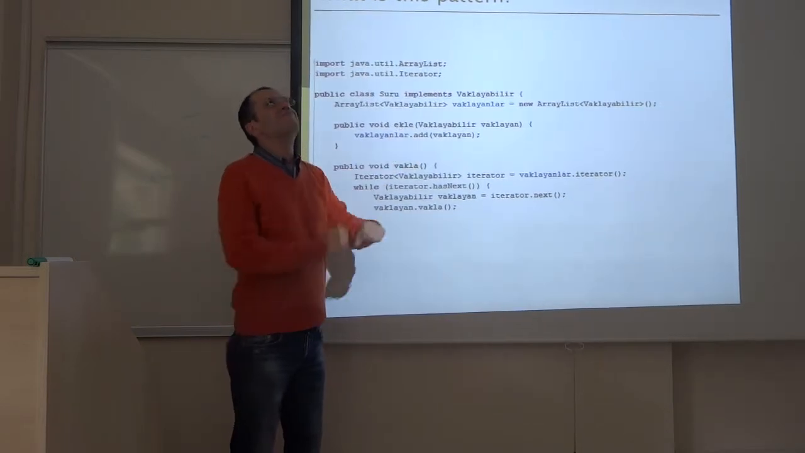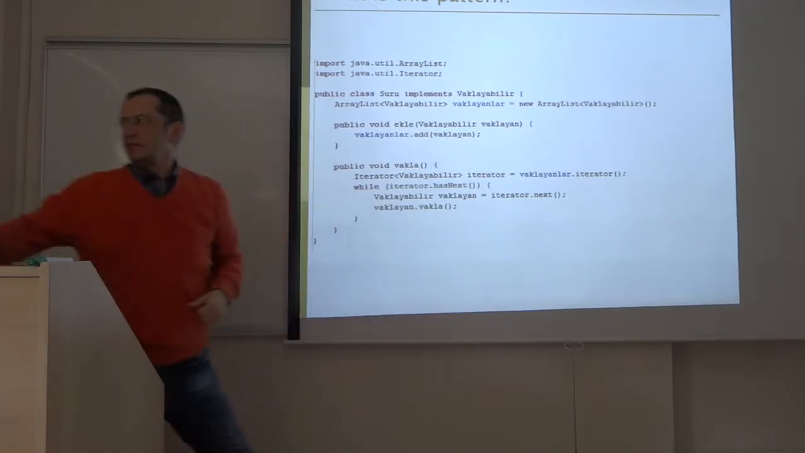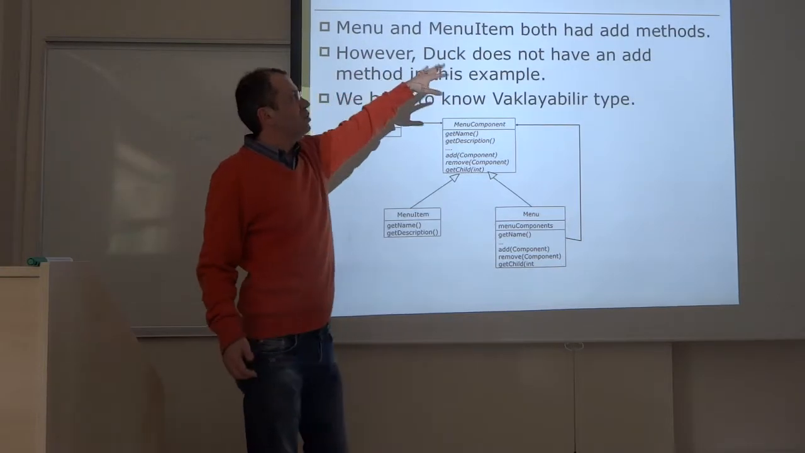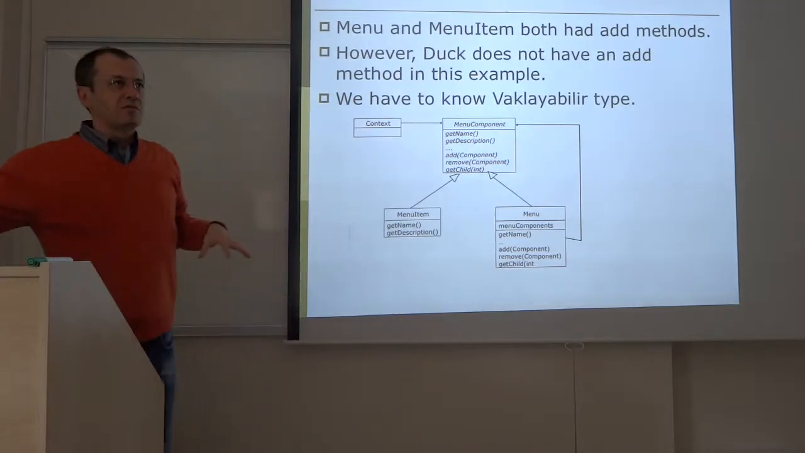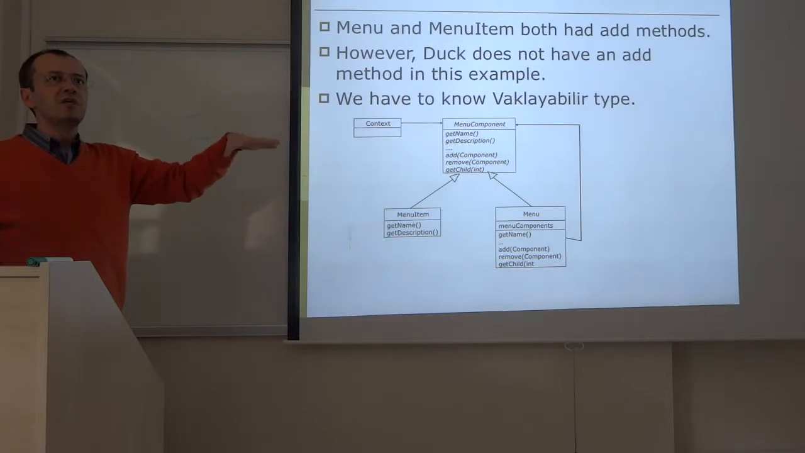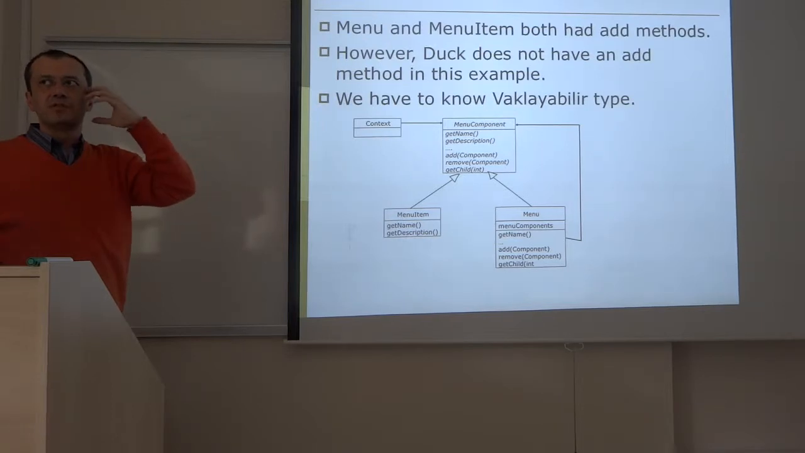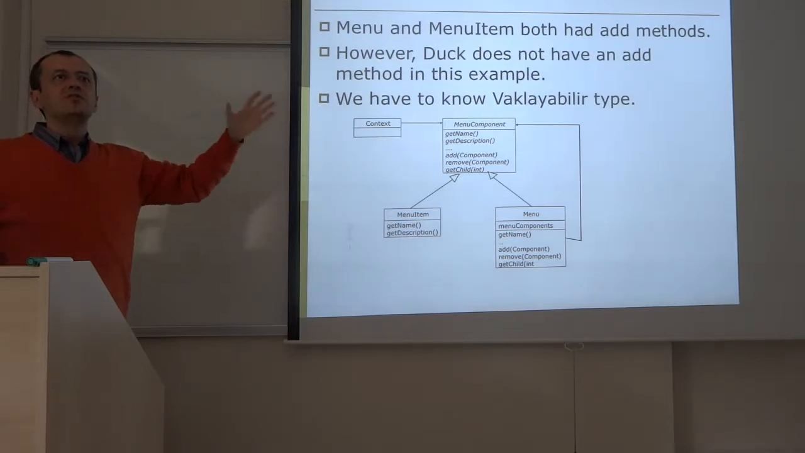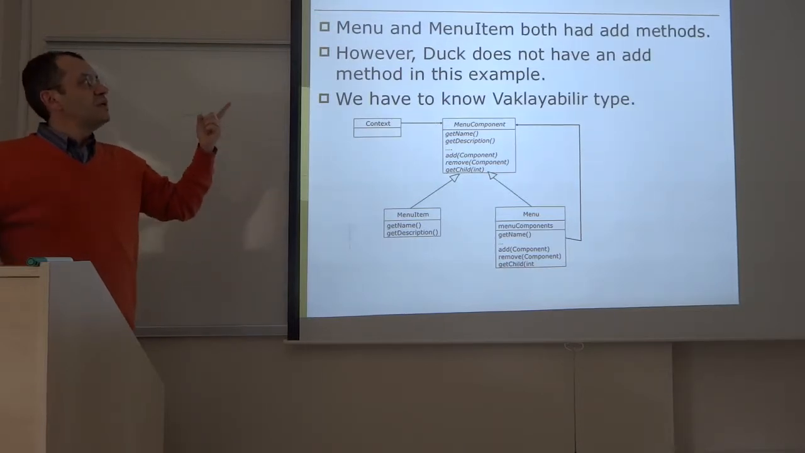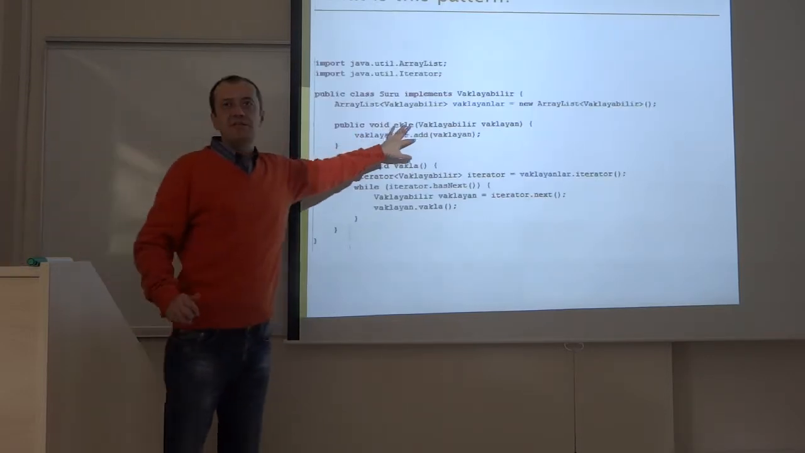So that is, how can I say? It is correct when I say that in the previous item, the menu and menu item both had add methods. But when you were calling the menu item, it was giving me an unsupported operation exception. In here, the menu item is the duck, and the menu is the flock, or sürü. The menu item is ördek. And only sürü has the add function.